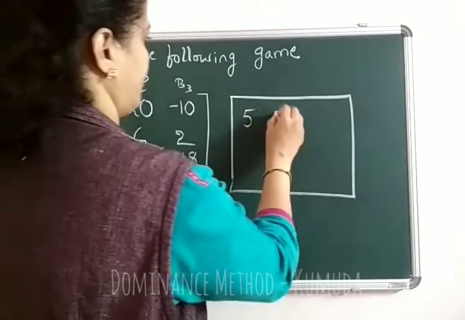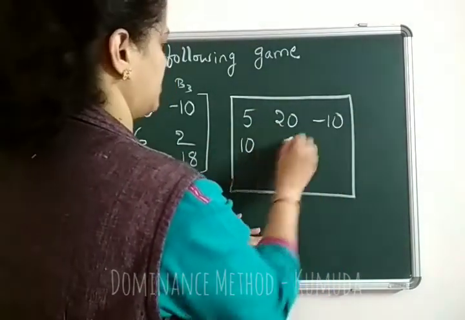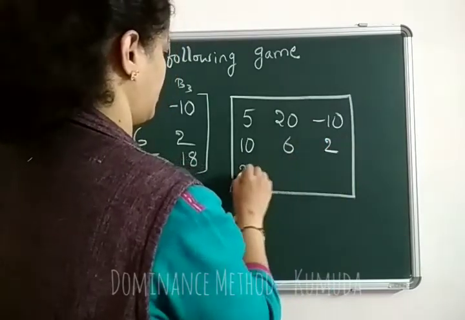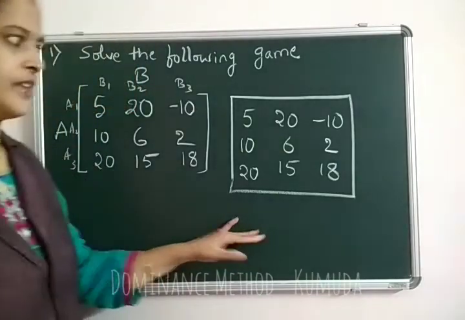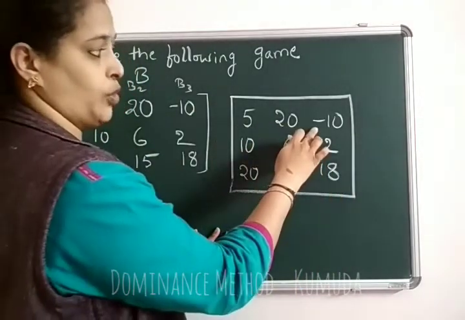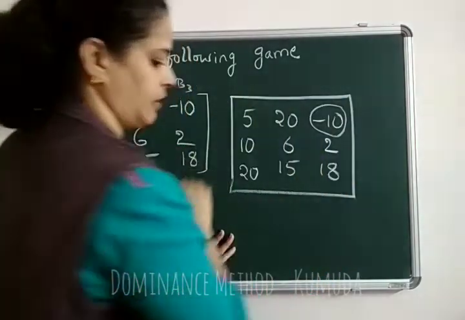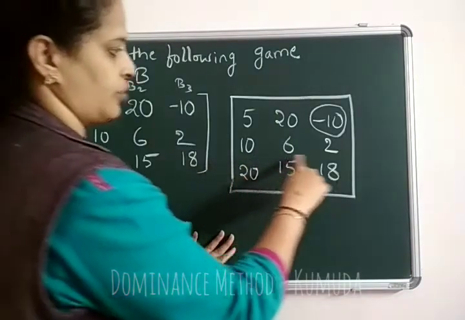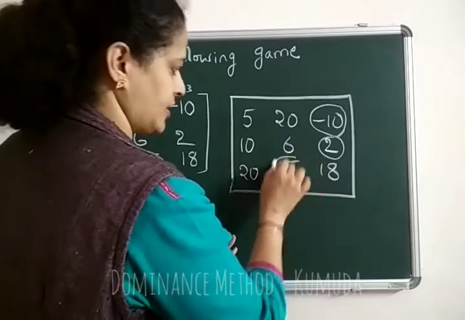So we have 5, 20, minus 10, 10, 6 and 2, 20, 15 and 18. According to the rule of saddle point, in every row, whichever is minimum, we are supposed to circle it. You have to notice there is a minus here. So minus 10 becomes the least element in that particular row. In the second row, we can see 2 is the least, and in the third row we can see 15 is the least.